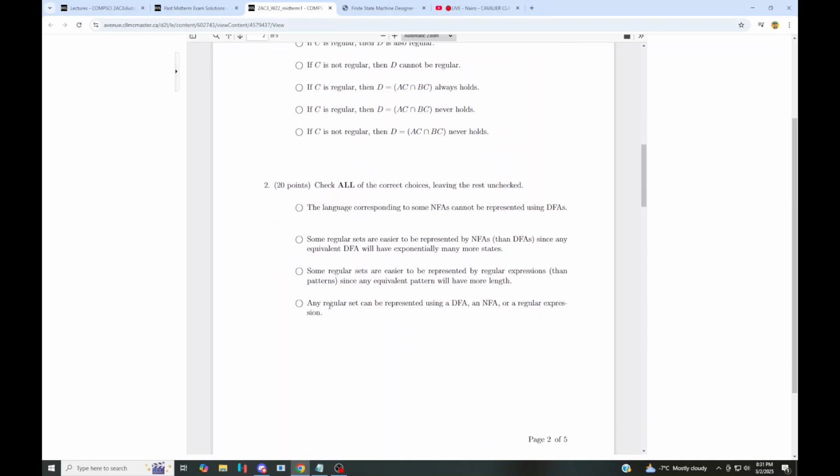Okay, and then lastly, any regular set can be represented using a DFA, NFA, or regular expression. Yep, that's an important definition to know. That's kind of the whole way we rationalize about regular sets: they have to be represented by one of these three, or all of these three. It's the same thing, and you can convert between any of the three. If you can make a DFA for something, you can make a regular expression for it, or an NFA for it, and that applies always between all three.